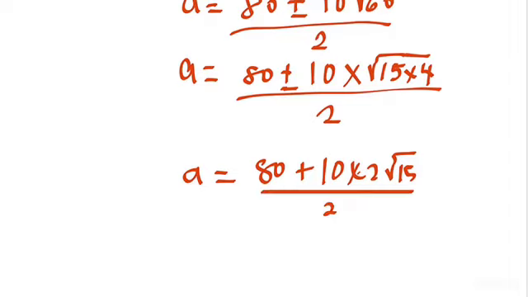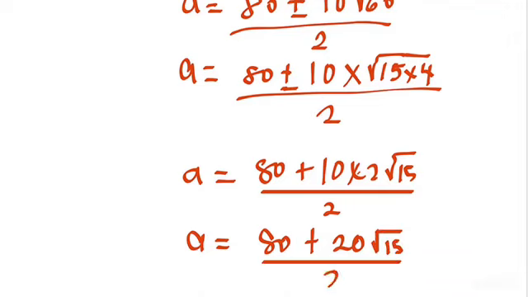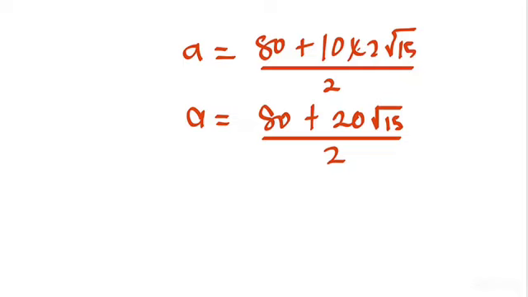Then divide by what? Divide by 2. So we have A to be equals 80 plus 10 times 2, we have what? We have 20 root what? Root 15 divided by 2. So let's try to divide through by 2.